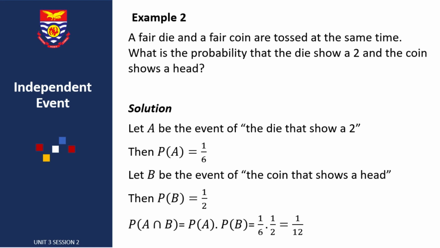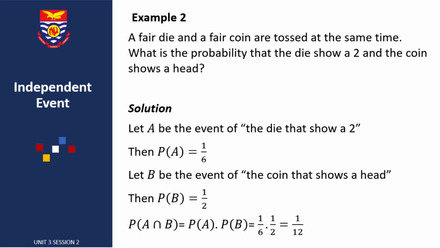Example 2. A fair die and a fair coin are tossed at the same time. What's the probability that the die shows a 2 and the coin shows a head? These two events will be classified as independent. Whatever outcome we have on the die will not affect whatever outcome we have in the toss of the coin. Yes, you agree. These two events are independent. Now you should find the probability that the die shows a 2 and the coin shows a head.